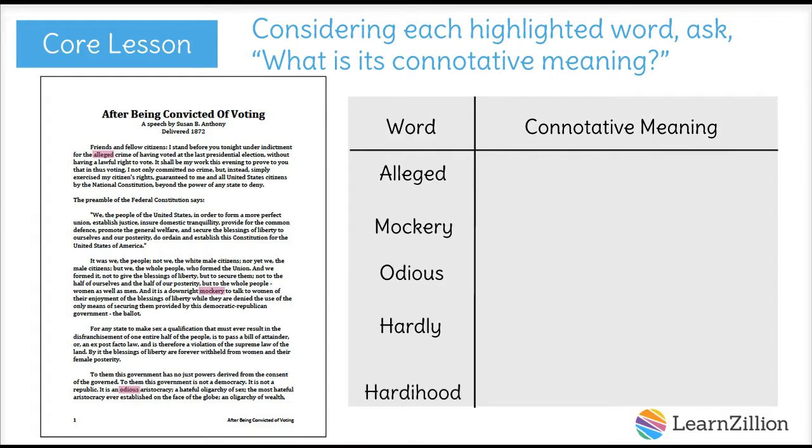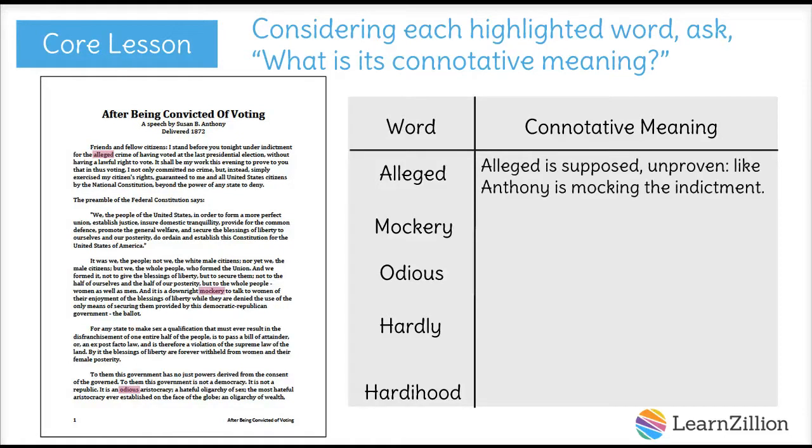Now comes the tricky part, the thinking and reflecting part. I have to think about the connotative meaning of each word. What did this word make me feel as I was reading? Alleged. Alleged implies something was supposed or unproven. I feel as if Anthony was mocking her indictment, believing it was unproven. I'm going to jot that down in the second column.